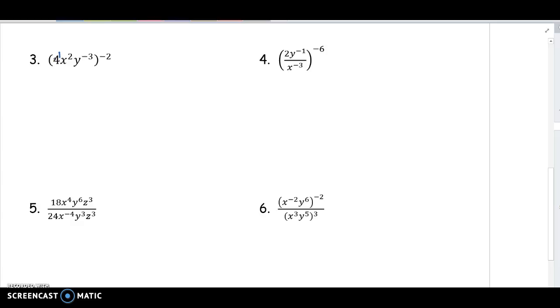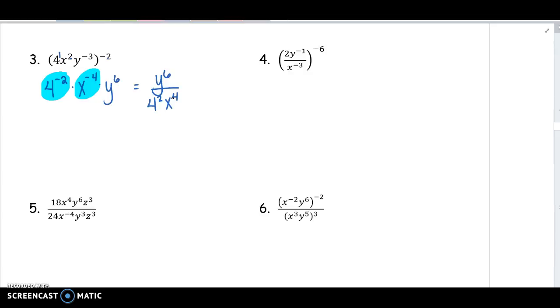So when you multiply that exponent in, we end up with 4 to the -2, x to the -4th, because 2 times -2 is -4. And then for y, we multiply -3 and -2 to get y to the 6th. The 4 to the -2 is a negative exponent, and x to the -4 is a negative exponent. So y to the 6th needs to stay on the top. 4 squared and x to the 4th would be on the bottom.